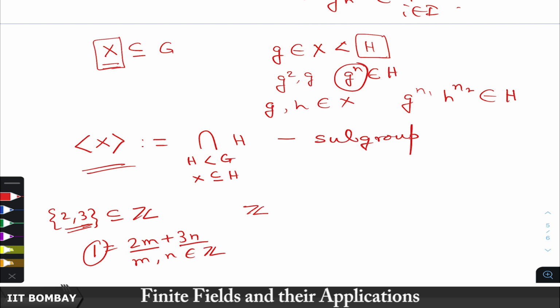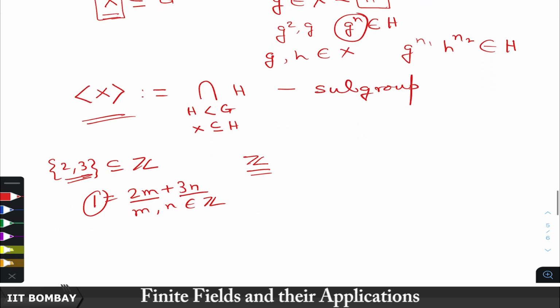So, it must also be there in the subgroup, and if 1 is there, then all elements of Z, which are multiples of 1 basically, must also be there. So, Z is the subgroup. Now, if you take 6 and 9, this subset, what is the subgroup generated by these two elements?